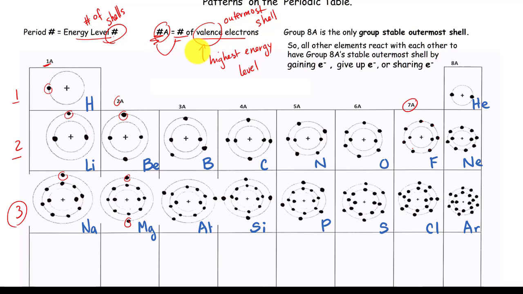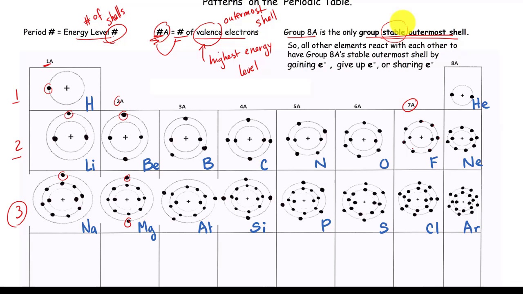Now, let's look at the most important pattern of all, which is group 8A. This group is the only group on the periodic table that is considered stable. That means it doesn't want to bond or react with any other element. Group 8A is the only group that consists of all the elements that have a stable outermost shell. Now, think of the term stable. For an element or an atom, when it is stable, it doesn't want to combine or react with any other element. And all the elements in group 8A don't want to react with any other elements in normal conditions.